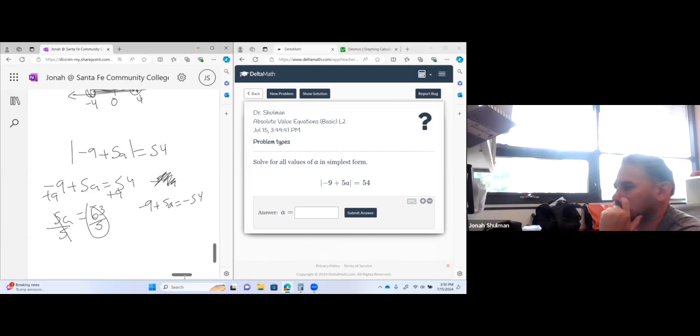Then we're going to, same thing. We still do the same thing every time. Add 9, add 9. But because this is negative, now this is going to be a negative 54 plus 9. Oh, it's plus 9. All right, so 54 plus 9 is going to be a negative 45.